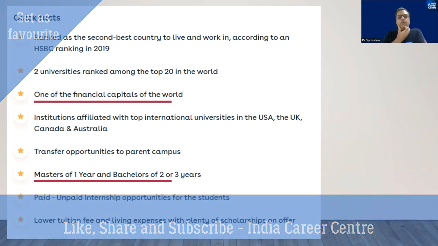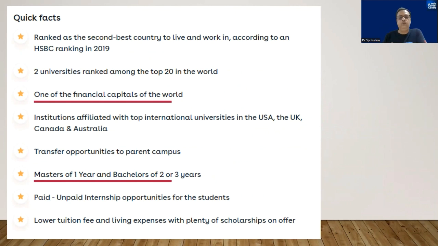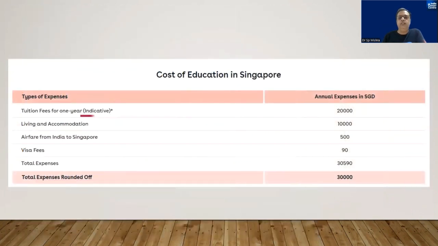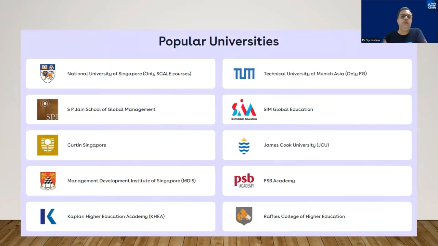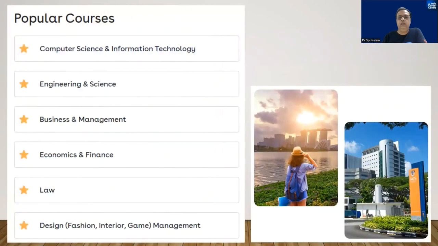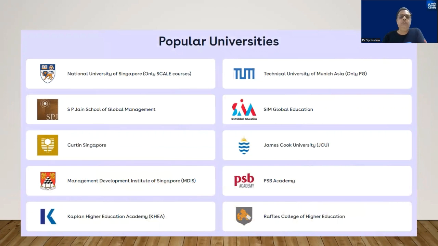Master's courses are generally for 1 year, and bachelor courses are generally anything between 2 to 3 years. These are indicative costs again. The cost can be anything between about 19-20 lakhs, and go up to about 30 lakhs also, depending on the type of the course and things like that. These are some of the popular universities where most of the Indian students are actually taking admission.